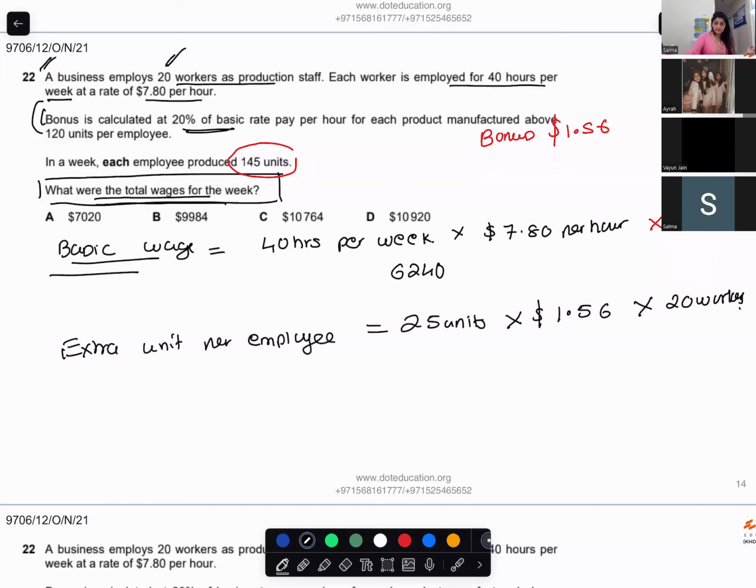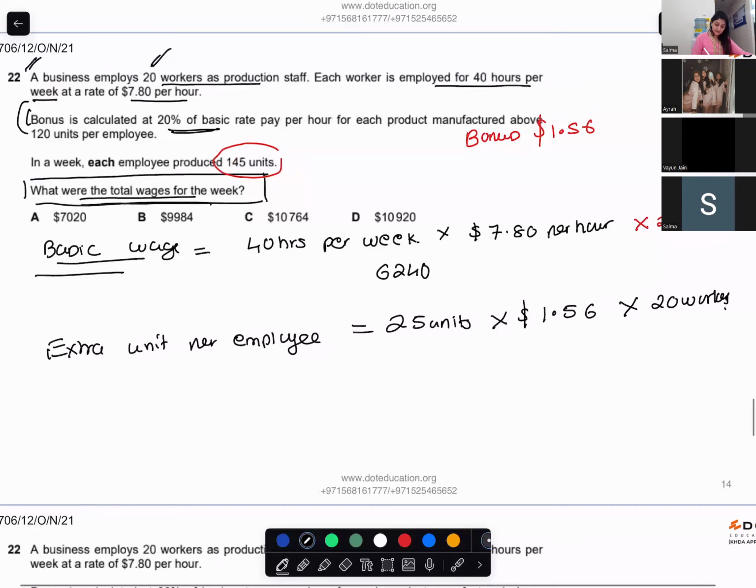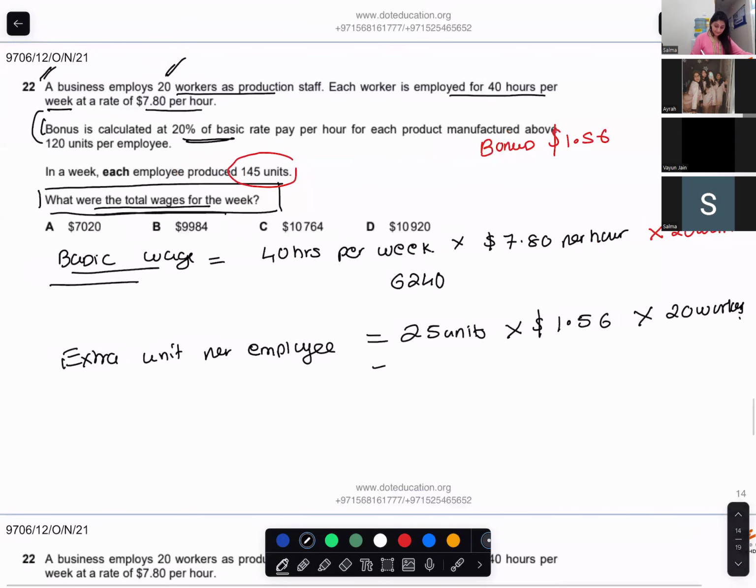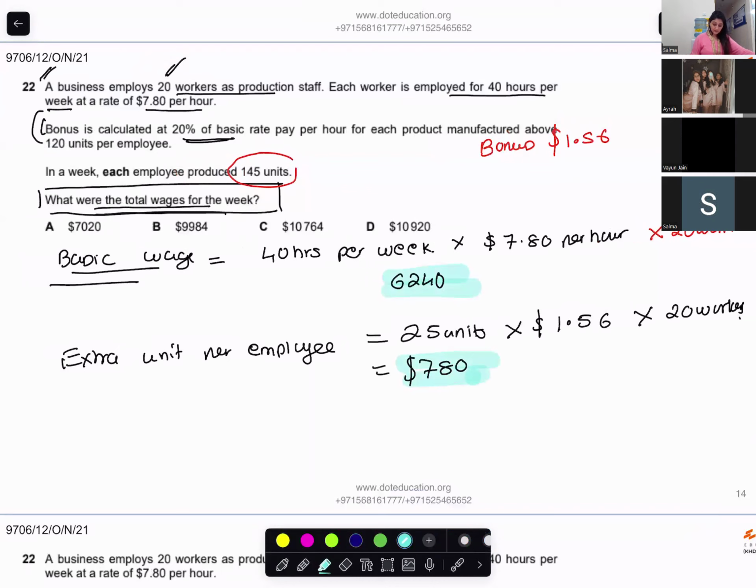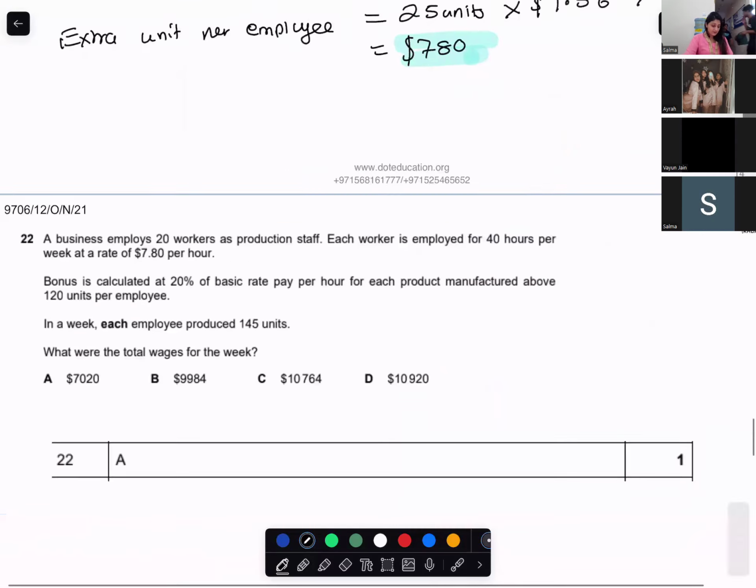25 into 1.56 into 20 workers. So you'll lose 25 units into 1.56 into 20 workers: $780. So what is the total wage? 7,020, it's option A. Are you with me? Yes, ma'am. Can we go to the next one?